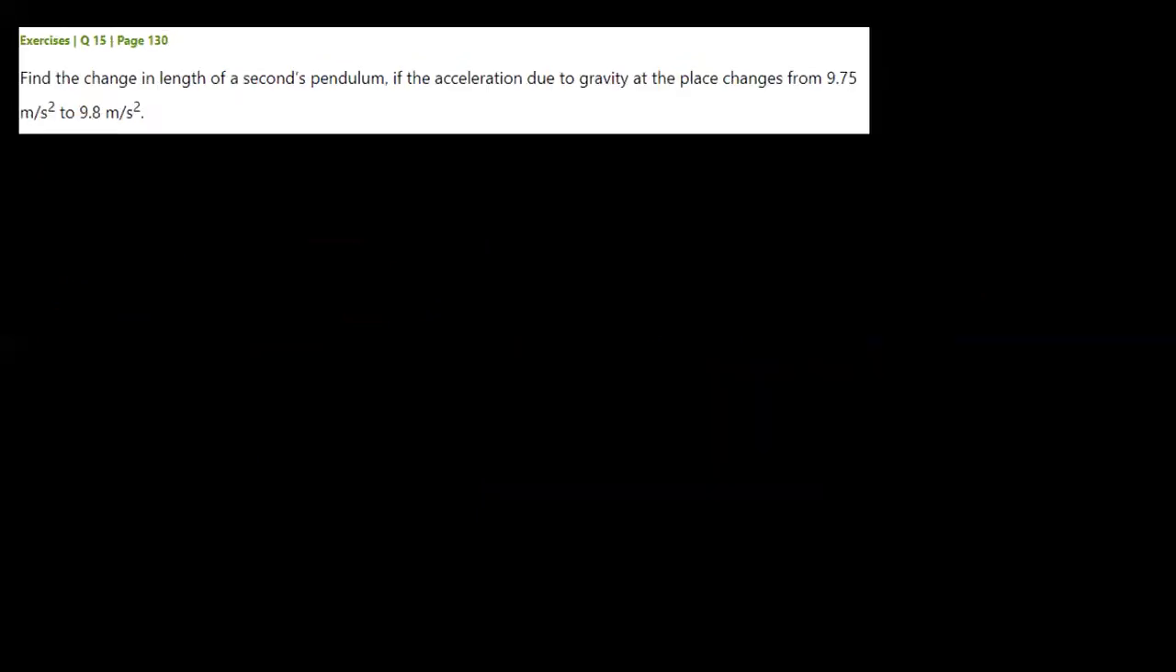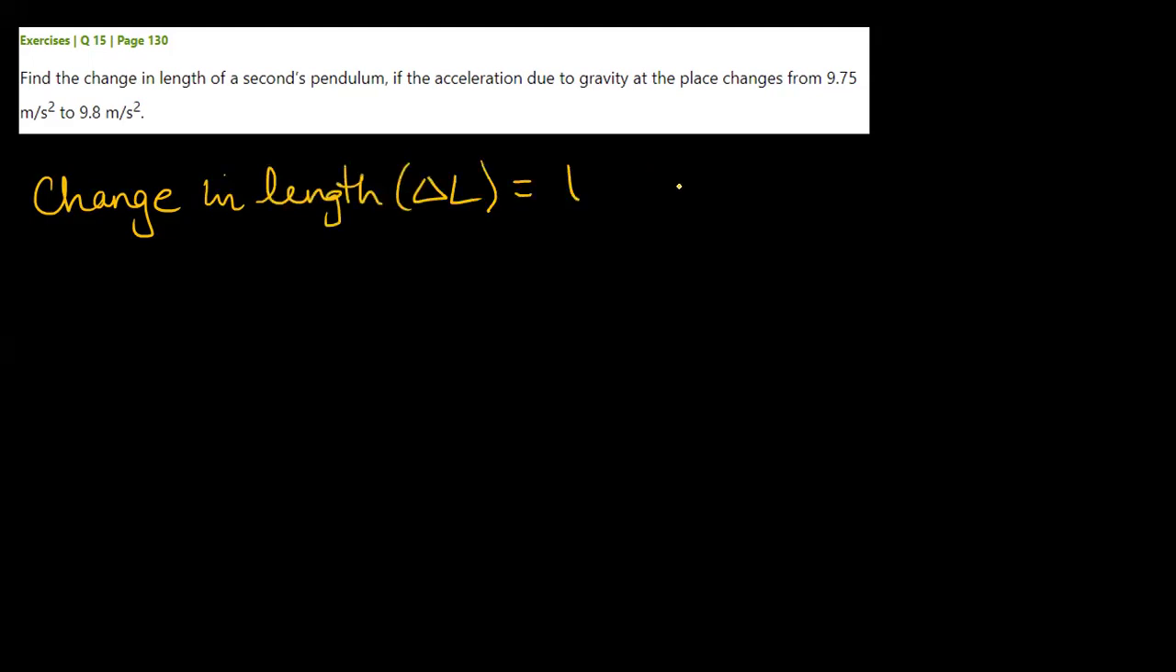Next sum, find the change in length of a second's pendulum if the acceleration due to gravity at a place changes from 9.75 to 9.8. So we need to find the change in length. Change in length, delta L, can be written as final length minus initial length, L2 minus L1.